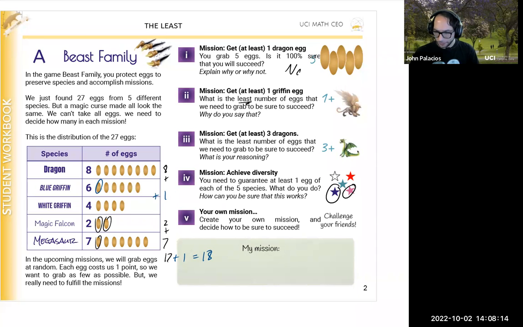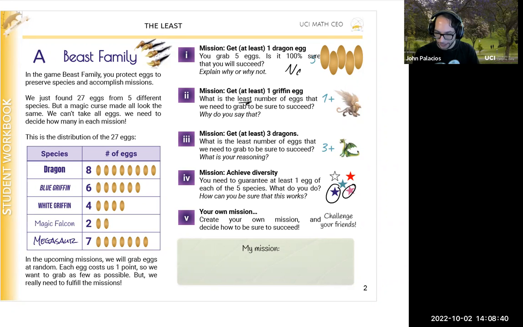So now hopefully your students are starting to get the hang of it. They start thinking about worst case scenarios, and they start thinking about different choices they make when trying to assign a likelihood to a certain objective. Okay, mission 3, get at least 3 dragons when we draw eggs. Okay, let's think about this one.